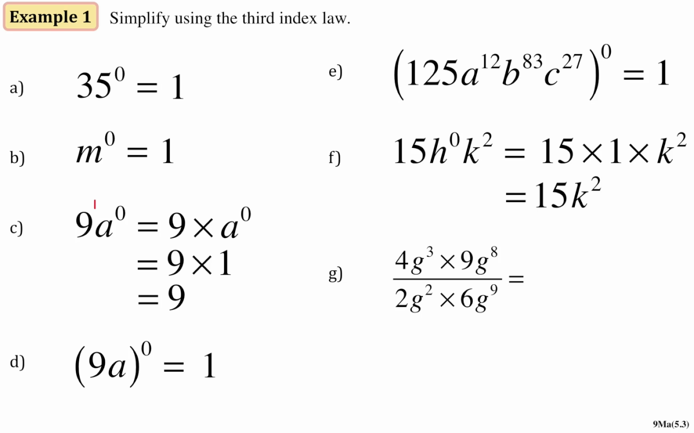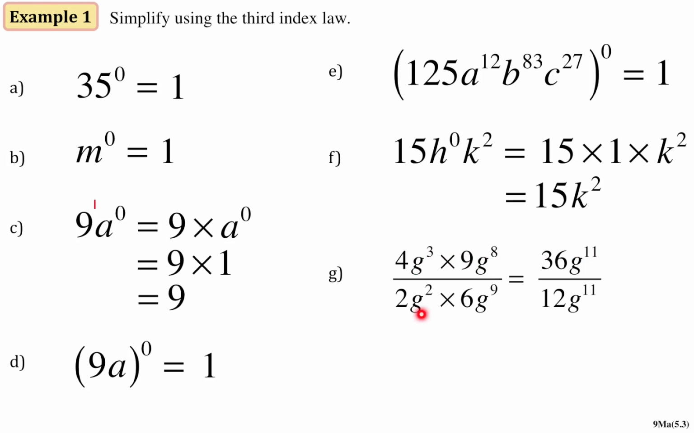So let's look at this. Let's do the 4 times 9. 4 times 9 is 36. 2 times 6 is 12. So I get 36 over 12, but where did I get these g to the power of 11s from? Well, g cubed times g to the power of 8. When you're timesing, law 1 said when you're timesing with indices, you plus the powers. So 3 plus 8 is 11.